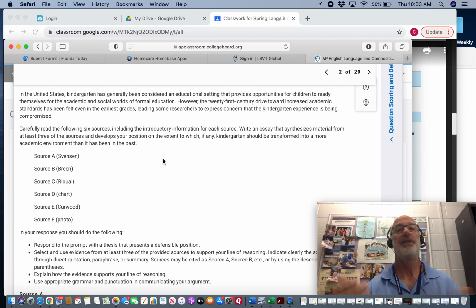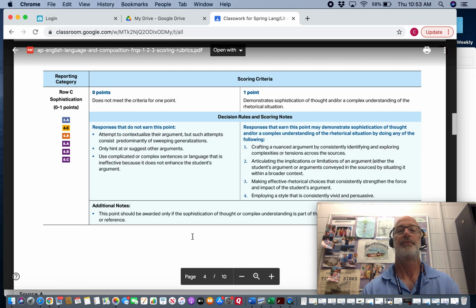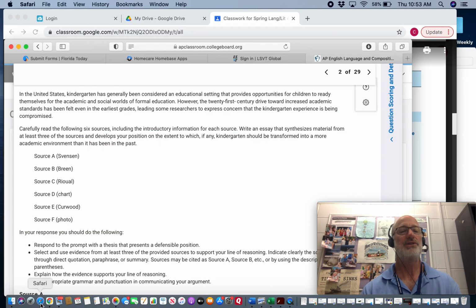I'd be jotting down. Then I'm going to engage in the text, and I'm going to look at the documents that they provided me and think, all right, where's my position? So for me to get the row C, let's go back to that, a complex understanding of the rhetorical situation, I need to be acknowledging multiple aspects of this. I need to be thinking, okay, it's not academic, not academic. I need to think about why we would be pushing. Is this a valid thing?